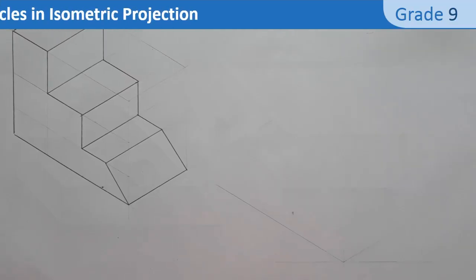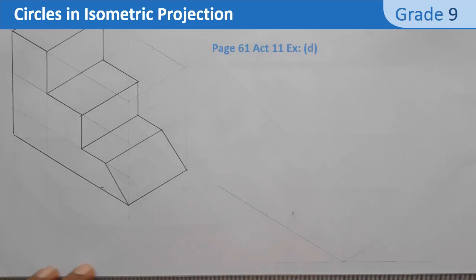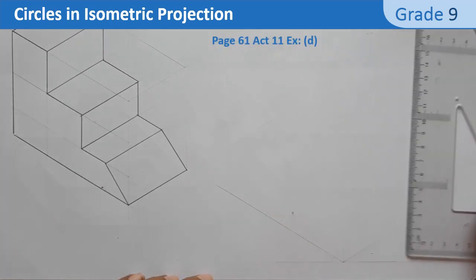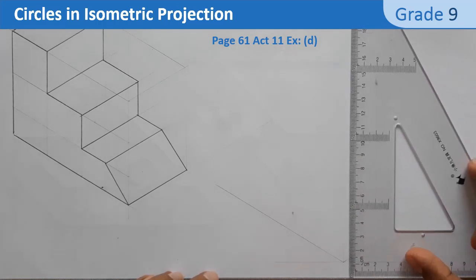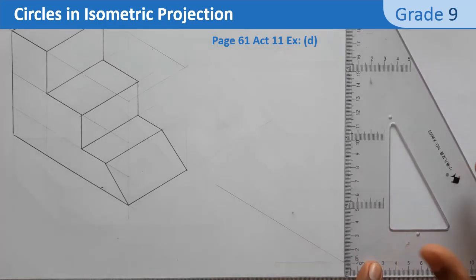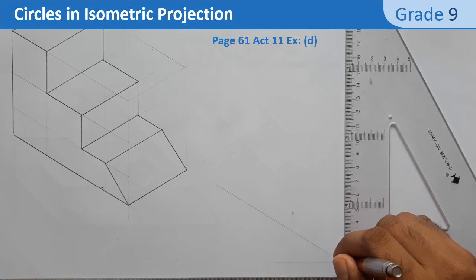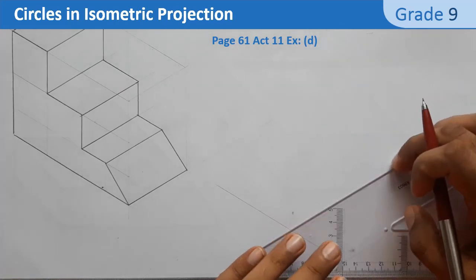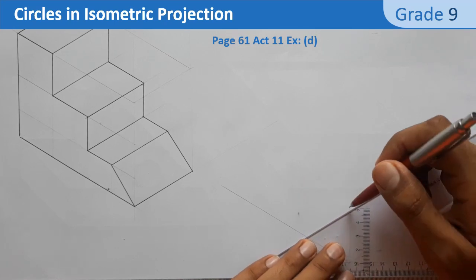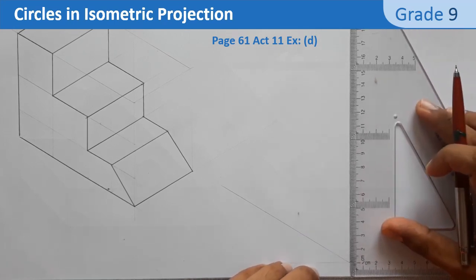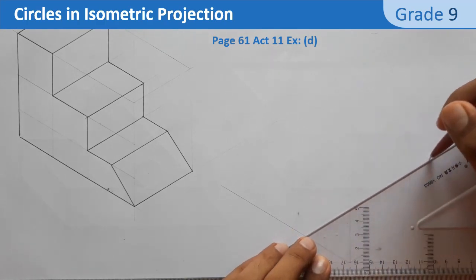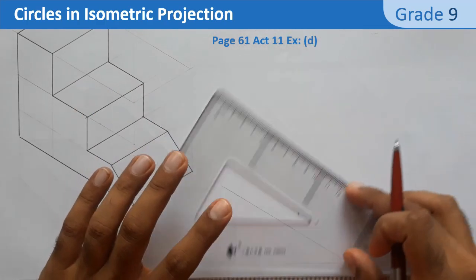We now join page 61, activity 11, exercise D. So, like the previous number, start to draw the grid first. The height will be the same distance as the diameter.